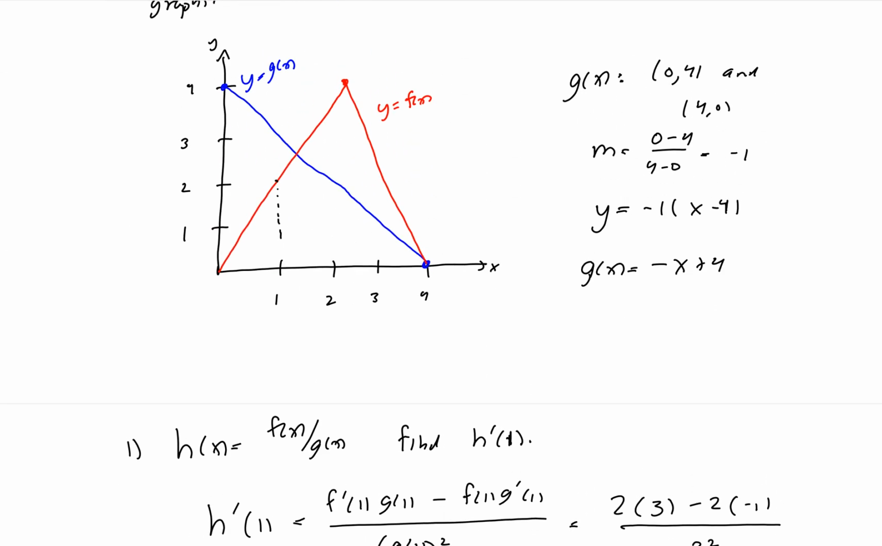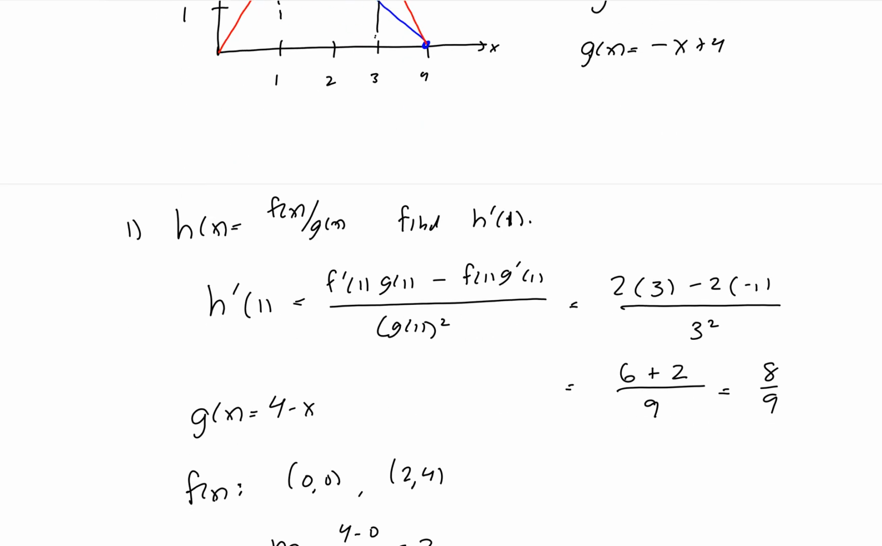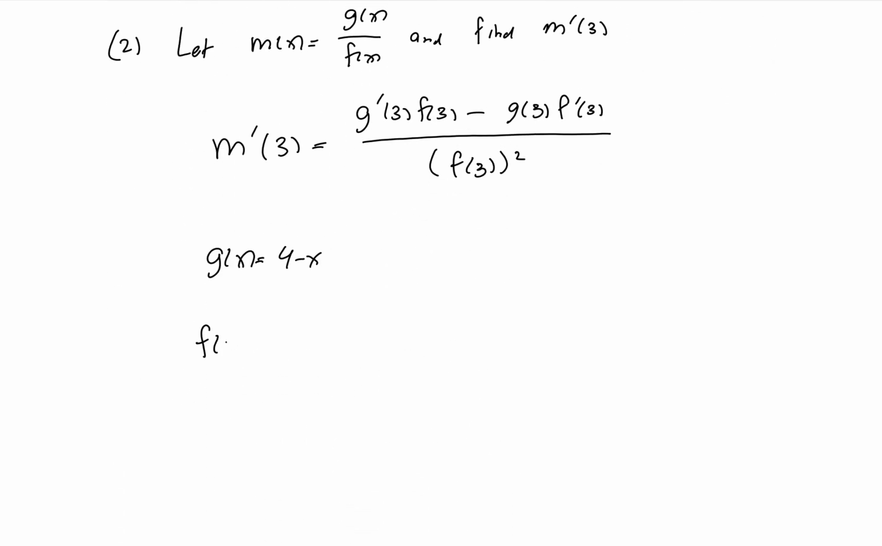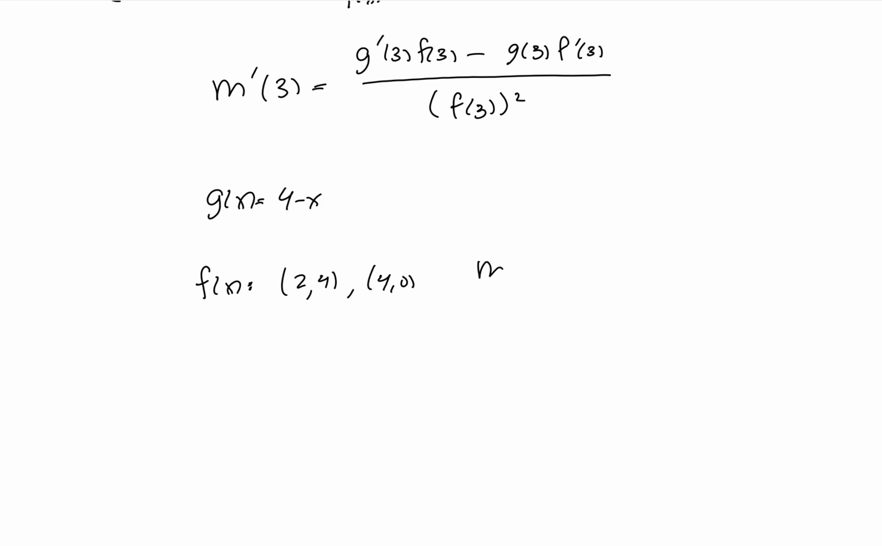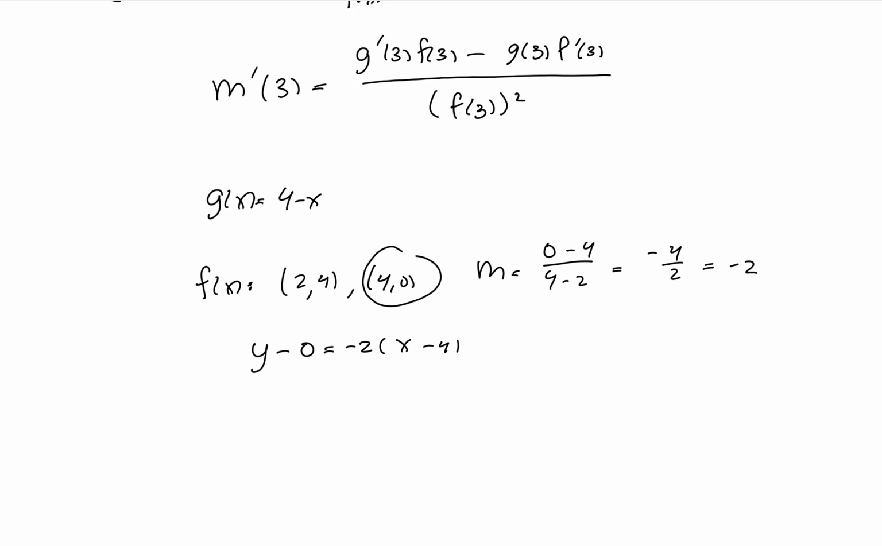However, since we're looking at 3 now, we need this part of f of x. We need this other piece for f of x because it's two different lines. So in this case, we're going through the point (2, 4) and the point (4, 0). So for this line, my slope is 0 minus 4 over 4 minus 2, which is minus 4 over 2, which is negative 2. And so for my point slope formula, I can do y minus 0 is negative 2 times x minus 4, using this point here. So f of x for this part is 8 minus 2x.